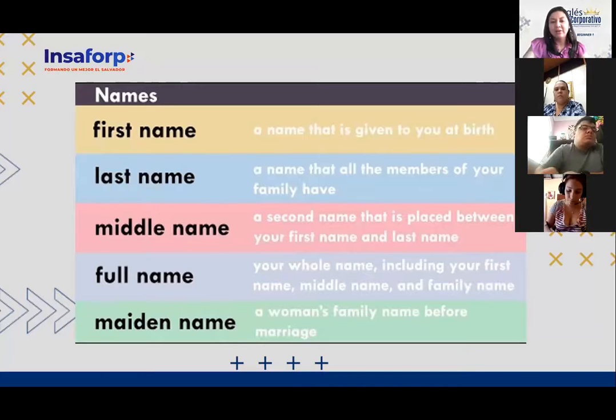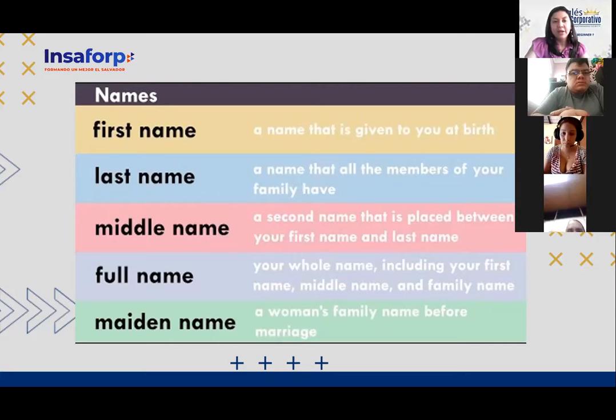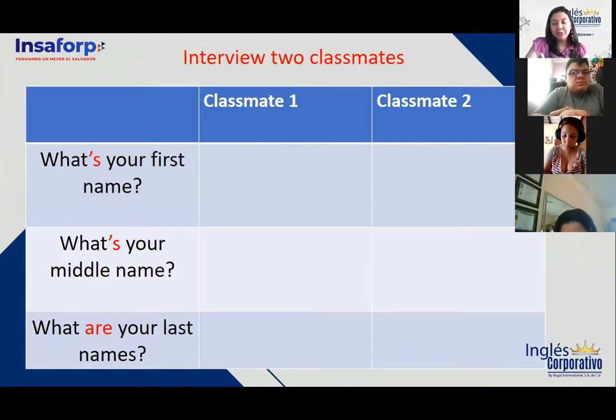Middle name, a second name that is placed between your first name and last name. Middle name es el segundo nombre. Full name, your whole name, including your first name, middle name, and family name. So full name es el nombre completo. And maiden name is a woman's family name before marriage. Es el apellido de alguien antes que se case, ¿verdad? That is the maiden name.